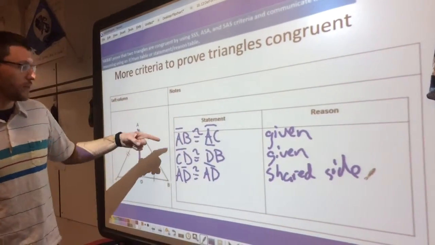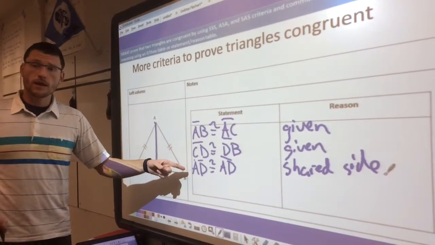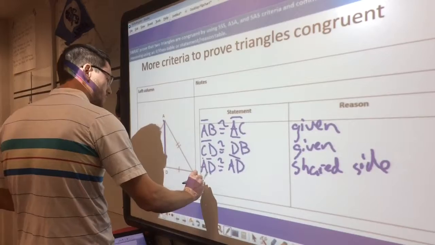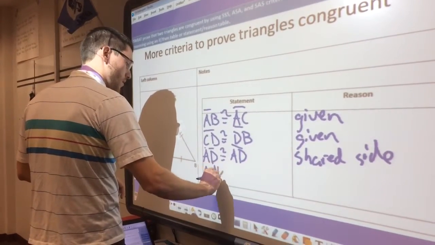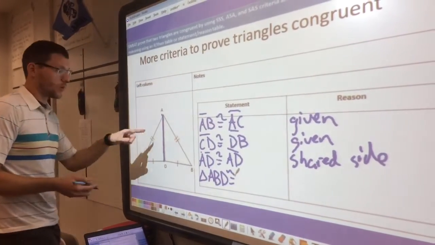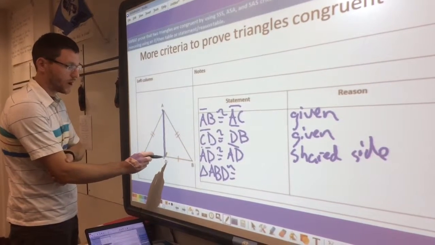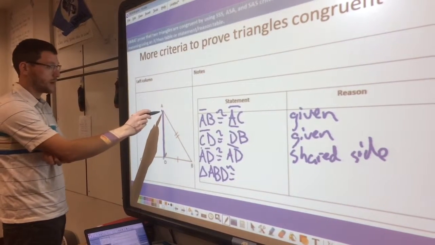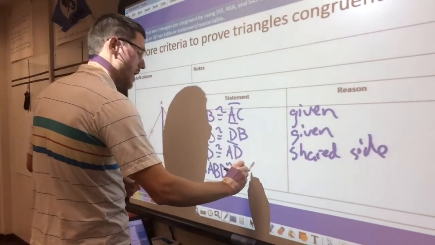Okay, and now I've got three pieces of information. I know these sides are congruent, I know these sides are congruent, and I know I've got a shared side, so I can say that my triangles are the same. So triangle ABD is congruent, and I got to go in the same order. So when I did ABD, I went down the side with 2 and then down the side with 1. To follow that same pattern, I'm going to go down the side with 2 and then across the side with 1. That's going to be triangle ACB.